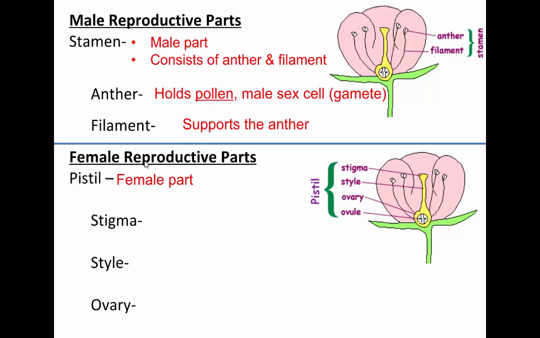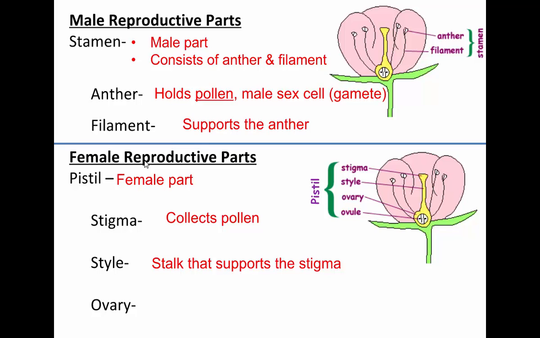And the pistil is made of 3 parts. The very top is called the stigma. This is where a pollen grain could land to fertilize this flower. So the stigma is what collects the pollen. Supporting that stigma is this tube called the style. And then at the very base, the sort of enlarged area, is called the ovary.